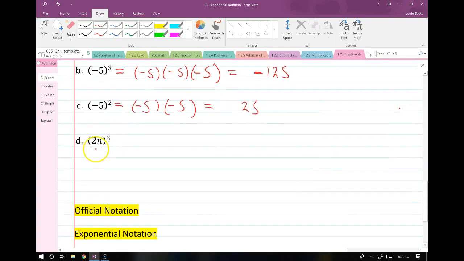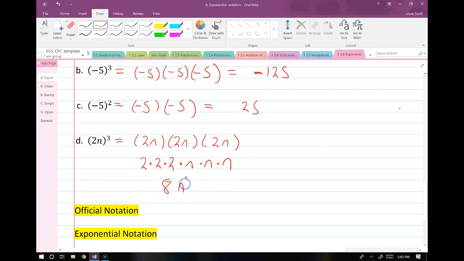And the same exact thing happens when we have a variable in here. So I put it in brackets, 2n times 2n times 2n. Because of the commutation rule, we're allowed to organize these things however we want. So I'm going to put all the 2's together in front. I have 2 times 2 times 2, and all the n's together in the rear. I have times n times n times n, right? 2 times 2 times 2 gives me 8. N times n times n gives me n cubed.